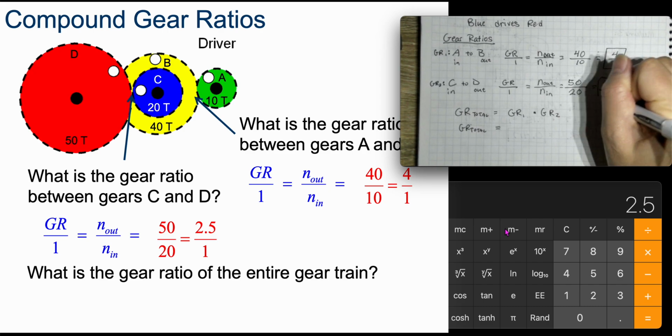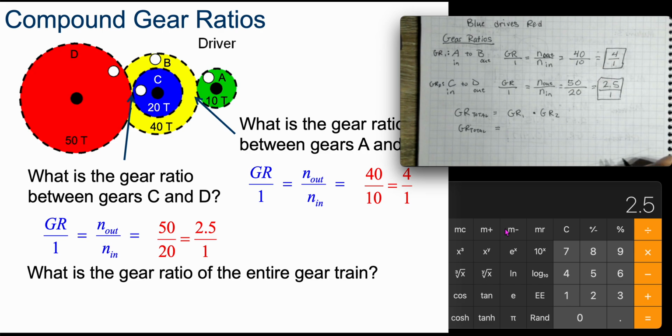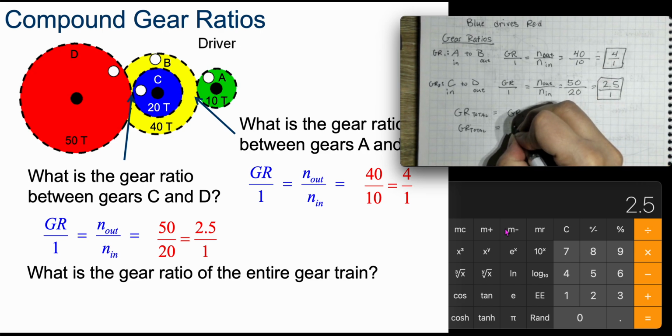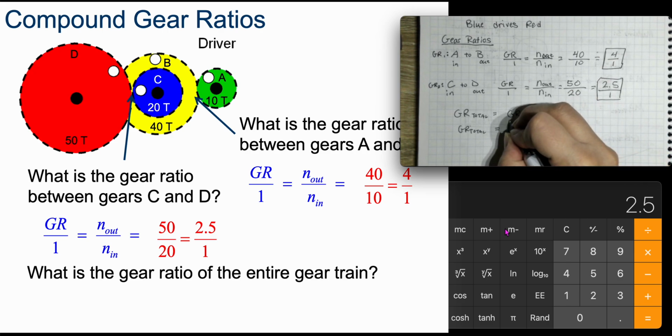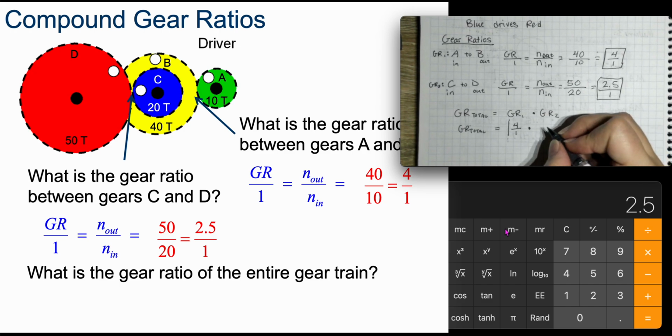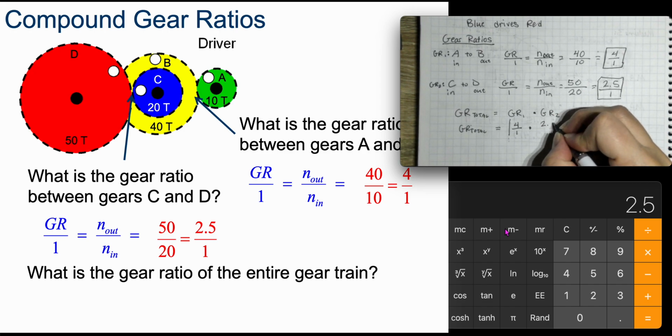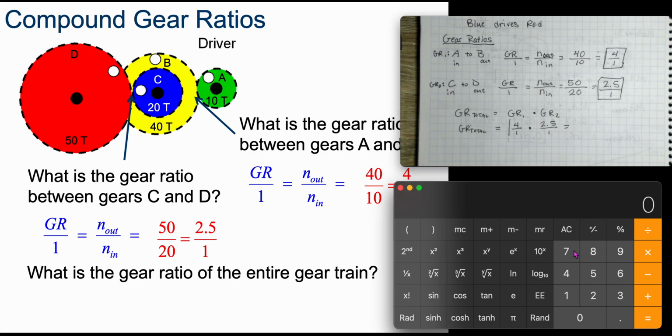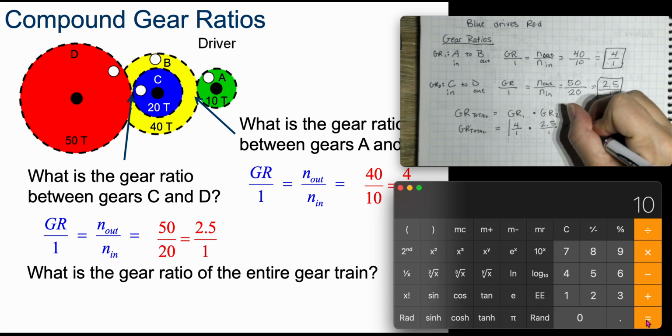I forgot to put a box around this one. Okay, so that will be equal to 4 over 1. Oh, don't put a box around this part, silly Gomez. Times 2.5 over 1, which, it's got to multiply straight across. 4 times 2.5 gives us a gear ratio of 10 to 1.